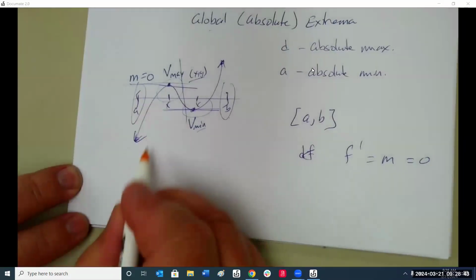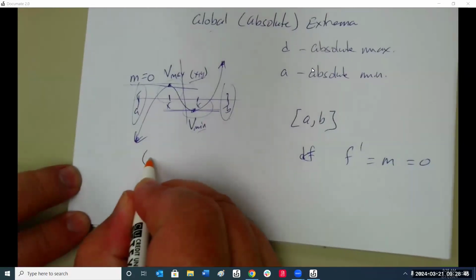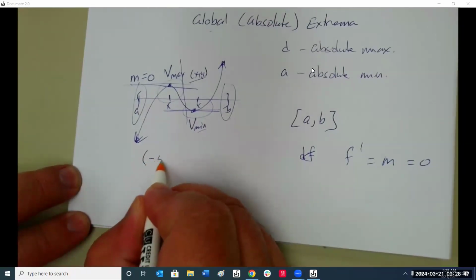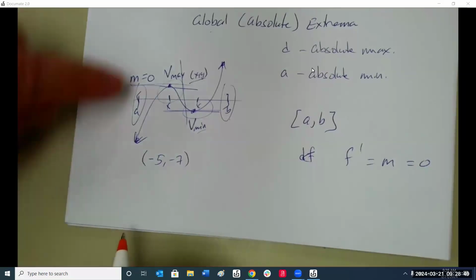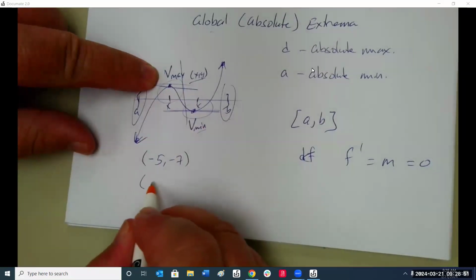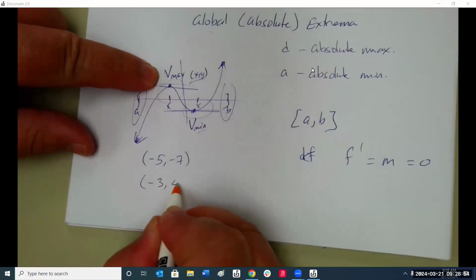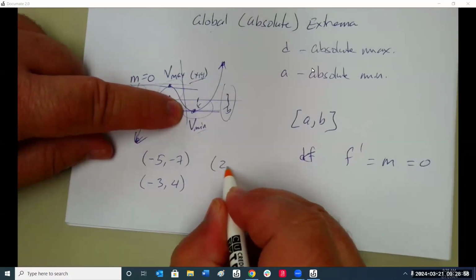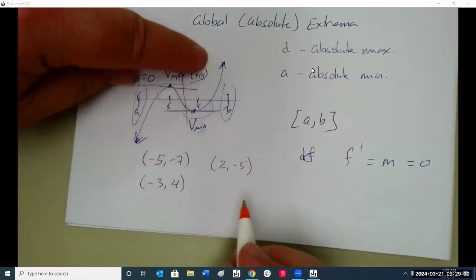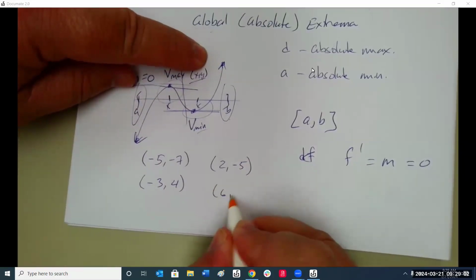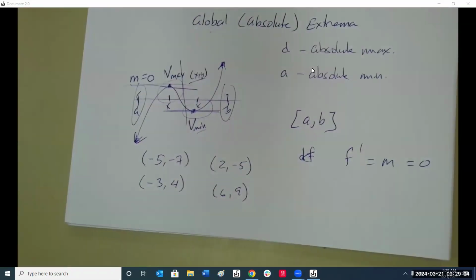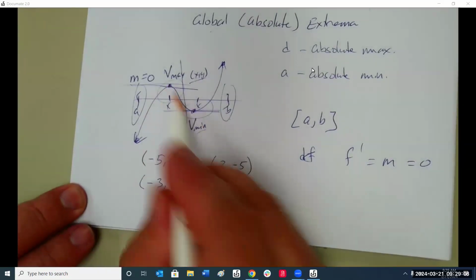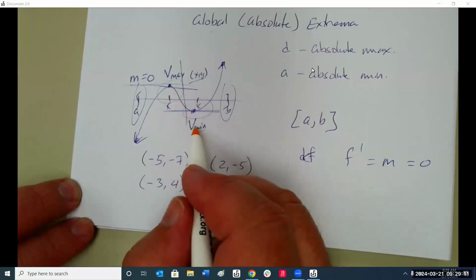let's say our points for all in this graph here, for A was -5, -7. For this next one was -3, 4. This next point was at 2, -5. And this last one was at 6, 9. These are all 4 points. So we found the interior points.